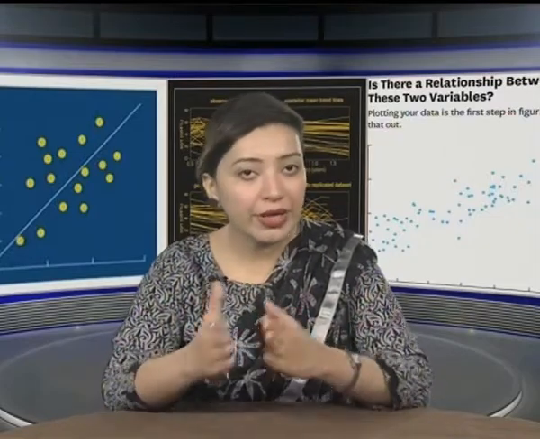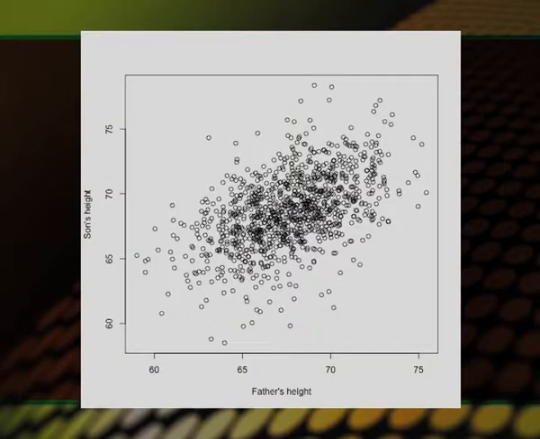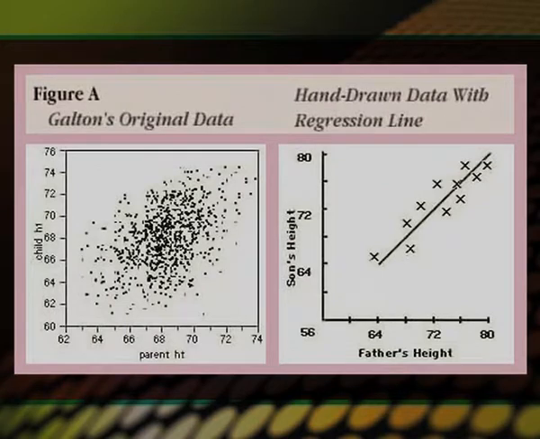The literal or the dictionary meaning of the word regression is stepping back or moving backward or returning to average value. It was Sir Francis Galton who first used the term regression as a statistical concept in 1877. He studied the relationship between the heights of fathers and their sons. This term was introduced by him in the paper Regression Towards Mediocrity in Hereditary Stature. He arrived at some interesting conclusions which are described below.